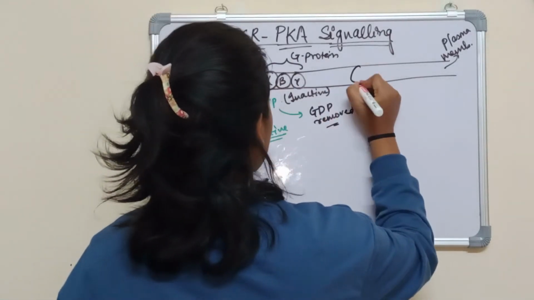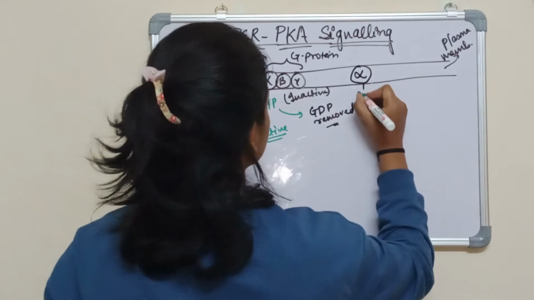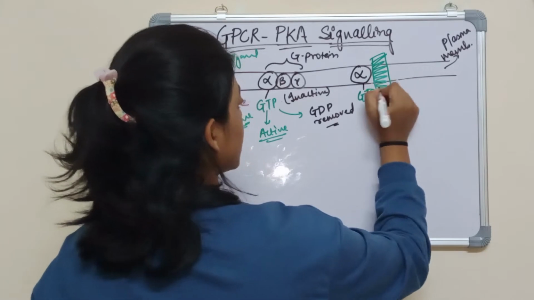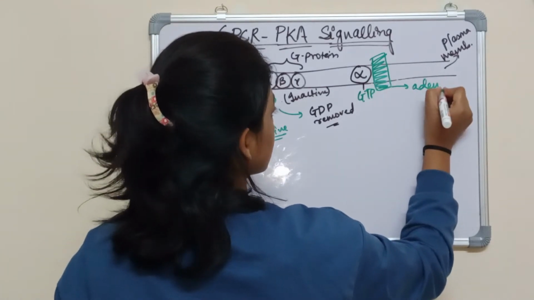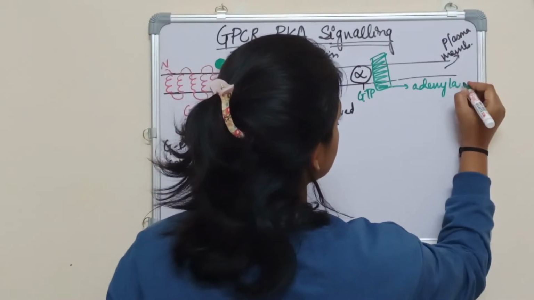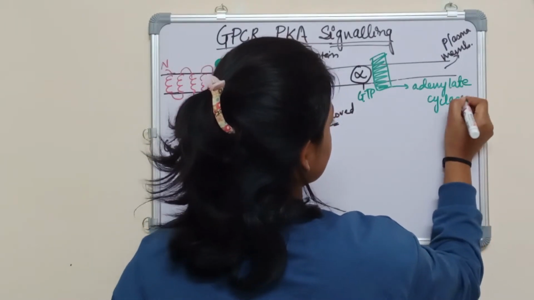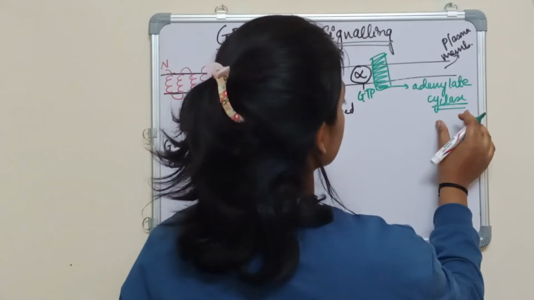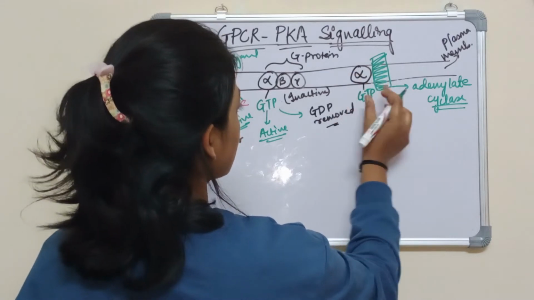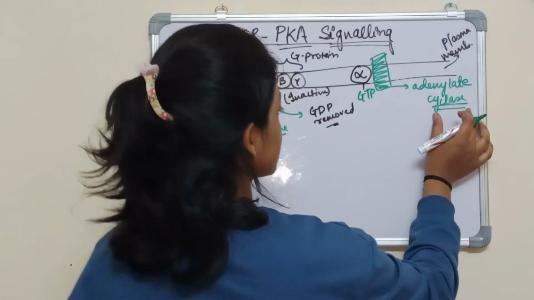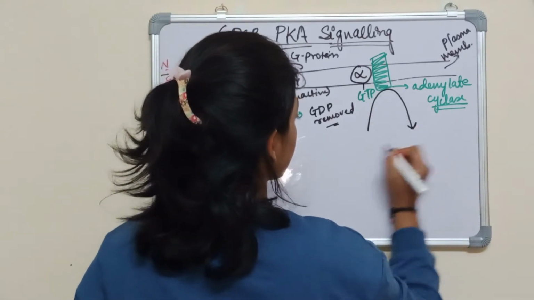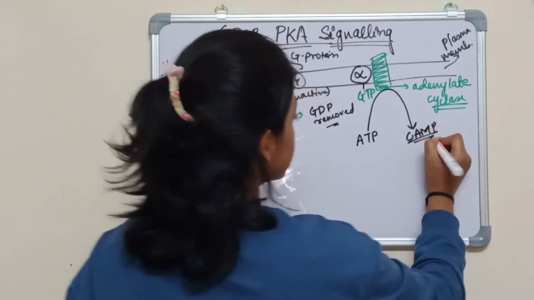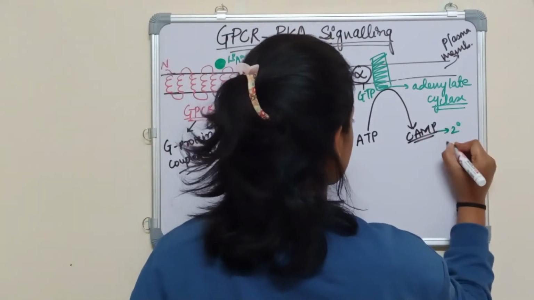Now the alpha subunit bound to GTP will come and bind to another protein, adenylate cyclase. It is an enzyme. The adenylate cyclase becomes active once alpha GTP binds to it. So it will convert ATP into cAMP. cAMP is a secondary messenger.